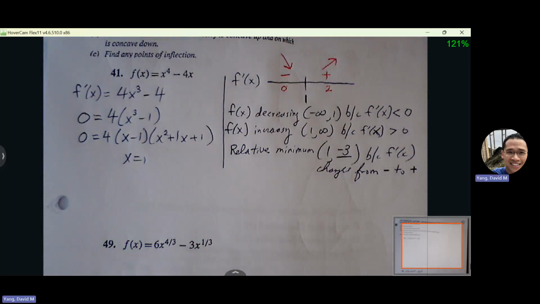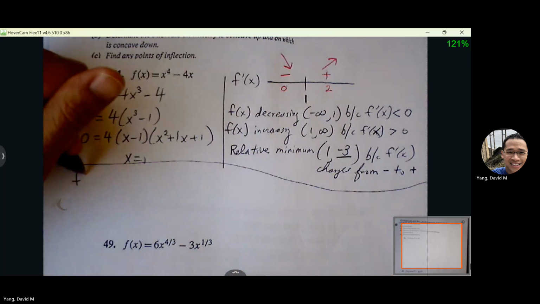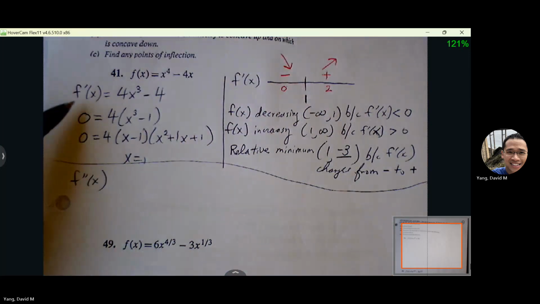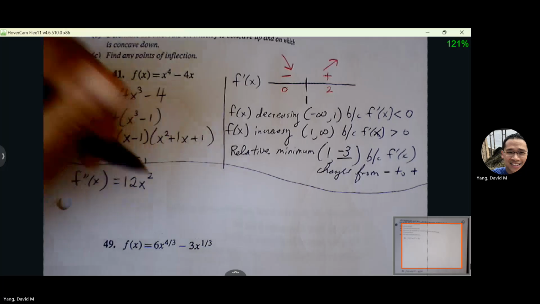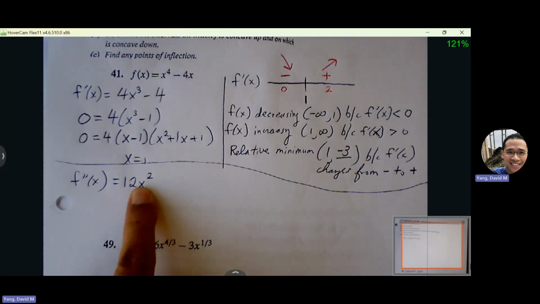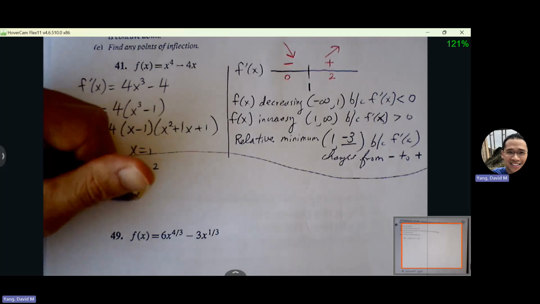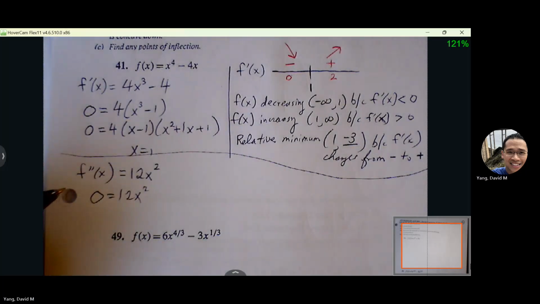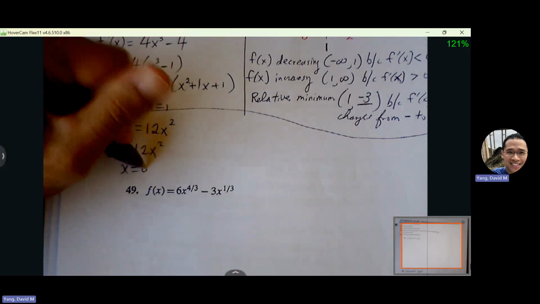Okay, so we've gathered everything that we can from the sign line for f prime. Now let's move on to f double prime. So we'll pick up where we left off. Power rule again from f prime to f double prime. The constant goes away. What's the only critical point here? Divide by 12, square root, yep, x equals 0.